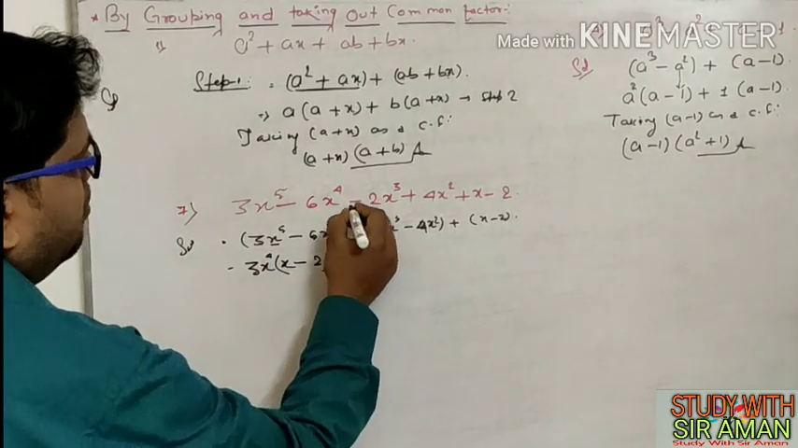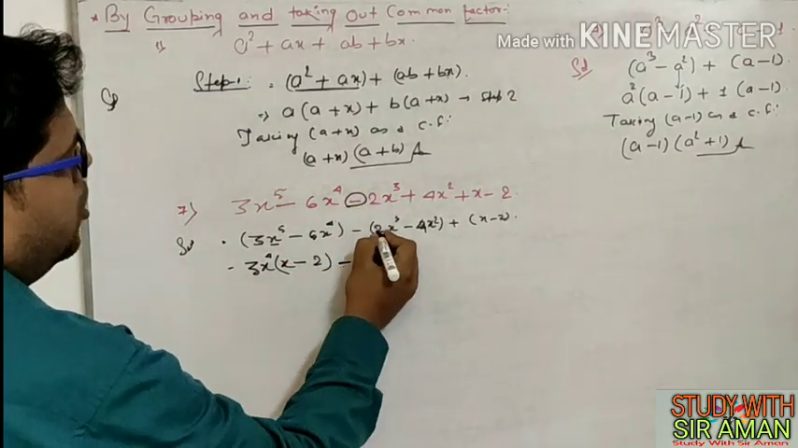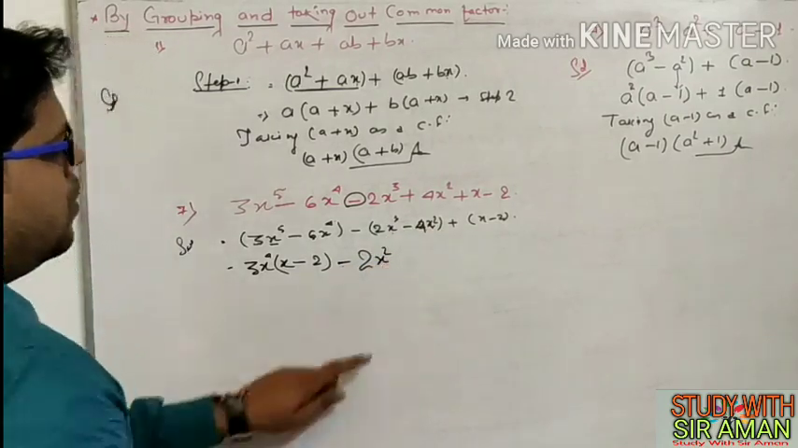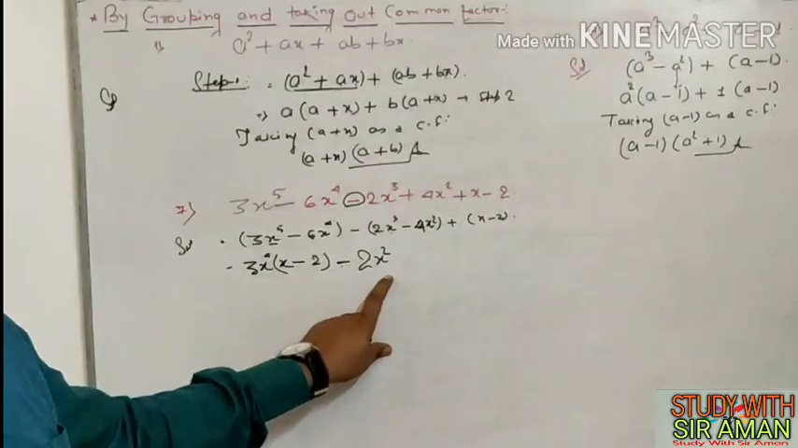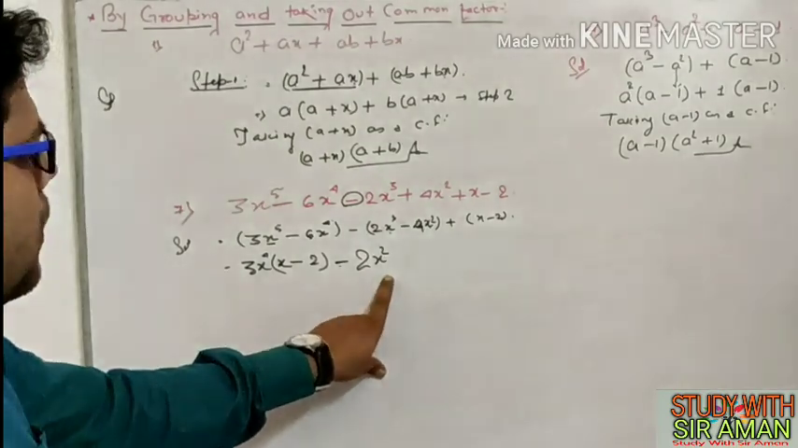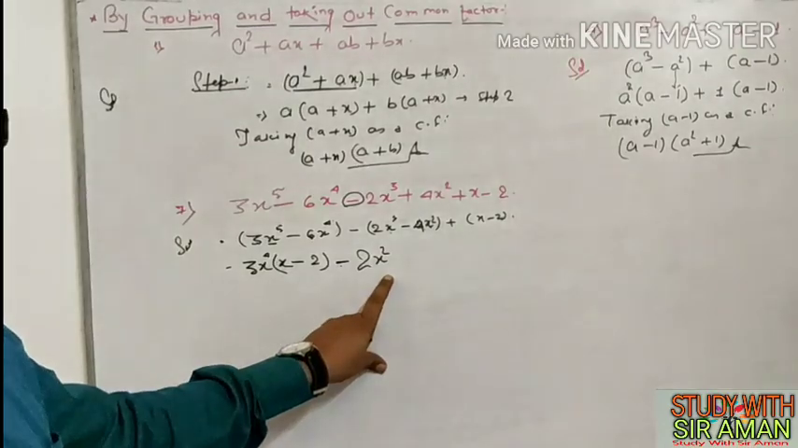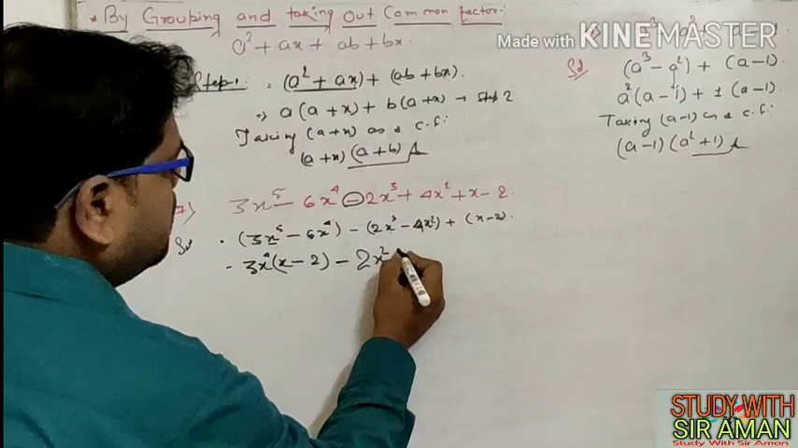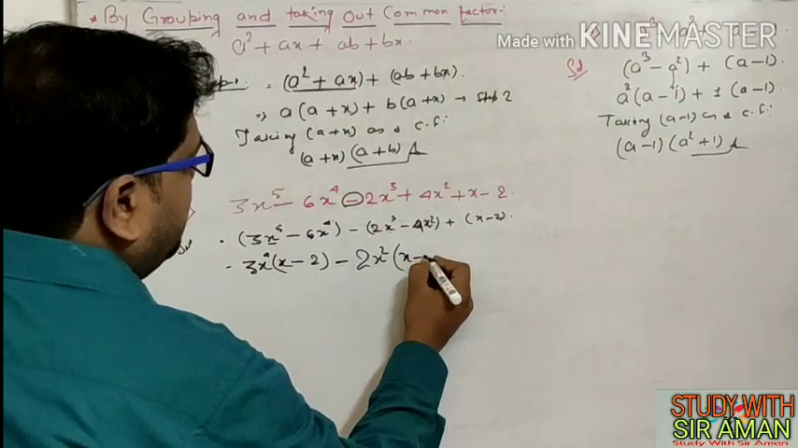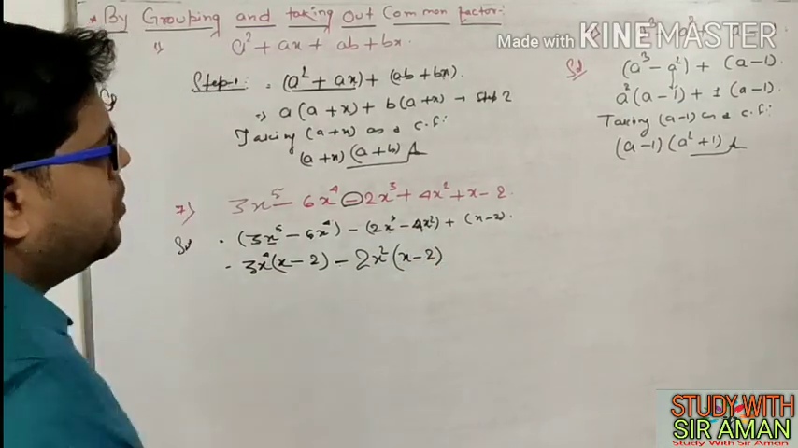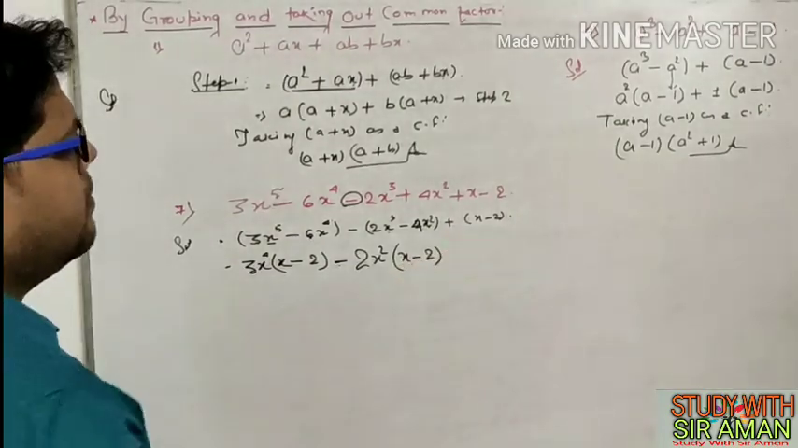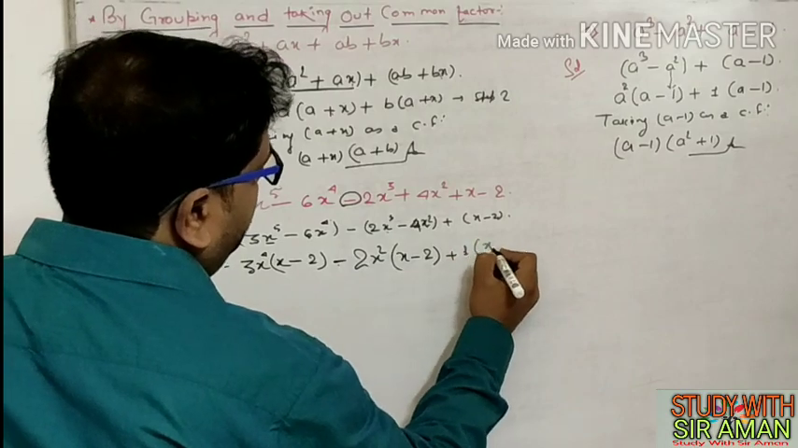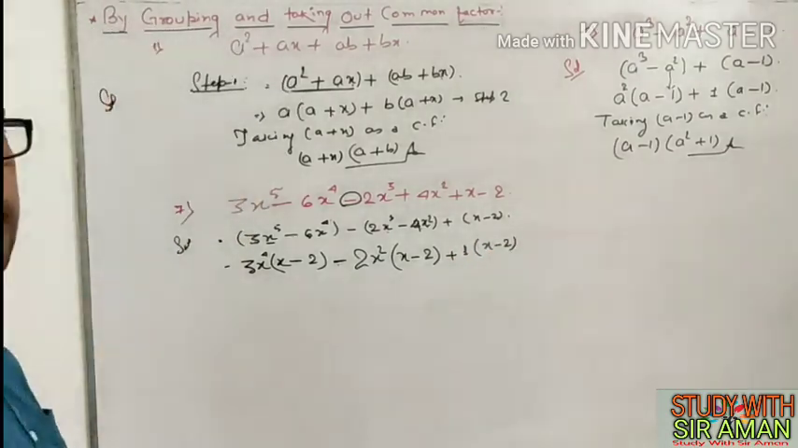Minus. Minus is here. In 2 and 4, what is common? 2. Here is x cube, here is x square. Which one is common? What I have told you: which has the highest common factor, that is common. Or in another language you can understand, which has the lowest power, that is always common. What is left here? X minus 2. What is here? Plus. In x and 2, what is the common factor? 1. 1 is the common factor of all.